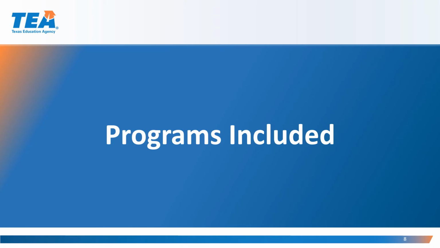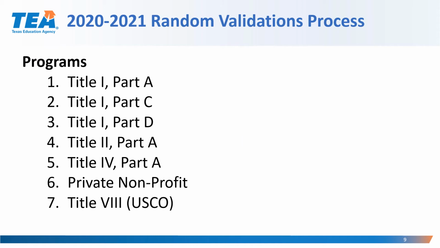The programs that are included in this year's random validation process are Title I Part A, Title I Part C, Title I Part D, Title II Part A, Title IV Part A, Private Nonprofit Equitable Services, and Title VIII Unsafe School Choice option. Each of these programs will only include 1 or 2 program requirements in the validation process this year.